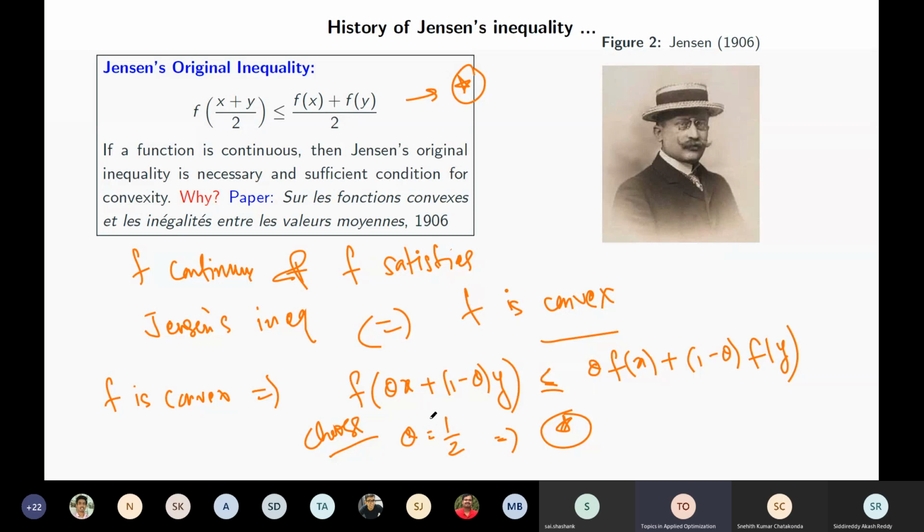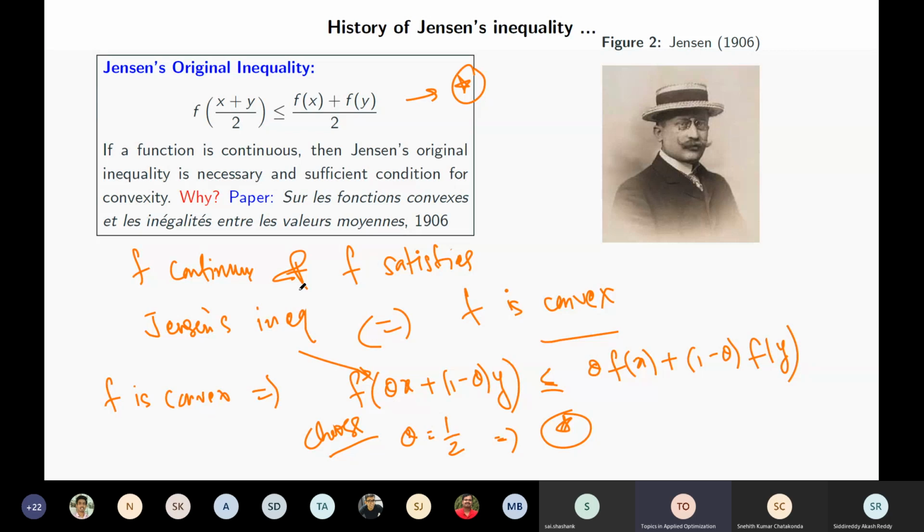Okay, so this way is okay, but why should the forward implication hold? So f is continuous and f satisfies Jensen inequality. Prove that this will hold for all theta between 0 and 1. Okay, so again, I'm not going to do this now, because I will skip it again.